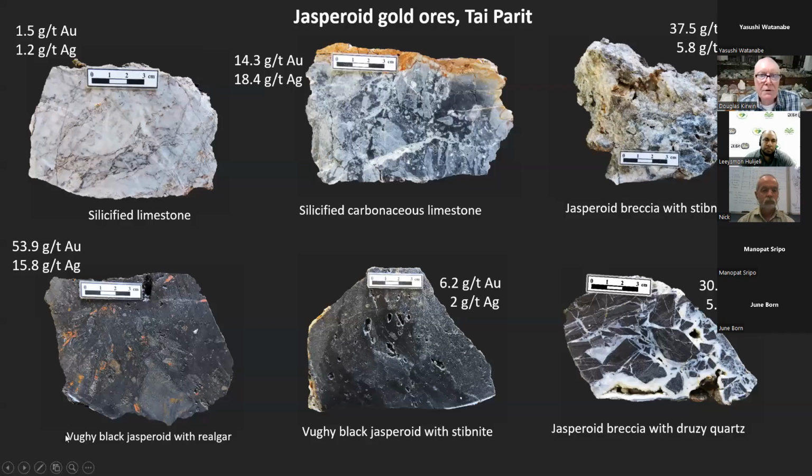Here's what some of the rocks look like from around the main area of mining, the Tai Parrot. And we can see here some quite good grades, actually, in silicified and decalcified carbonaceous shales and limestones. There is also associated realgar and orpiment, and in some cases, stibnite.